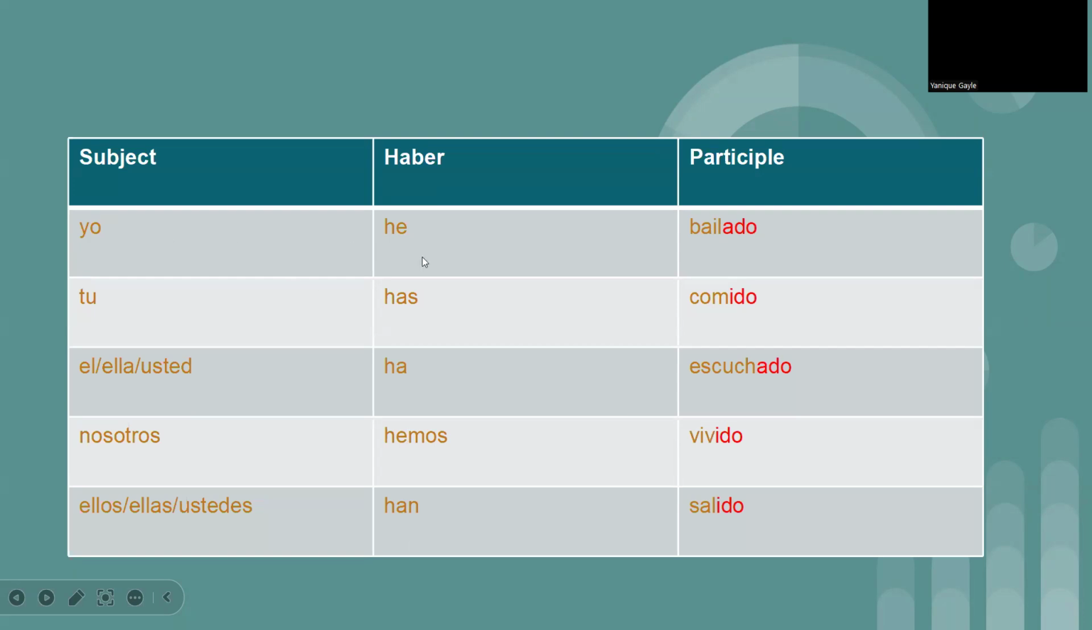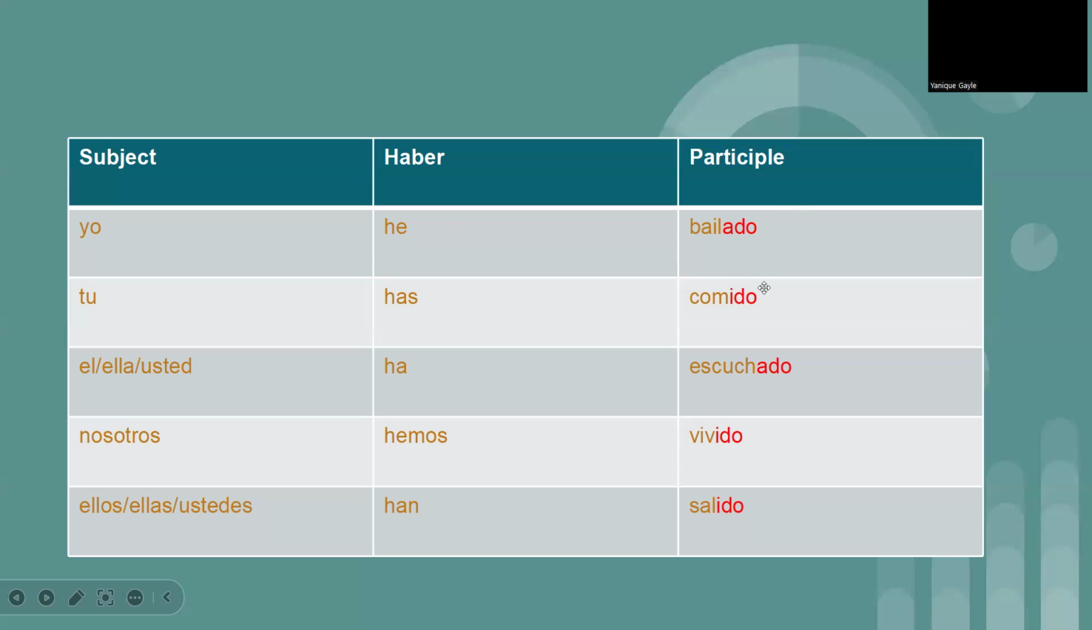Yo he, tú has, él, ella, usted ha, nosotros hemos, ellos, ellas, ustedes han. So this is just an auxiliary verb. It just means like have, no? In English. If the verb ends in AR, like bailar, which means to dance, we just take off the AR and we add ado, bailado. Yo he bailado. I have danced.